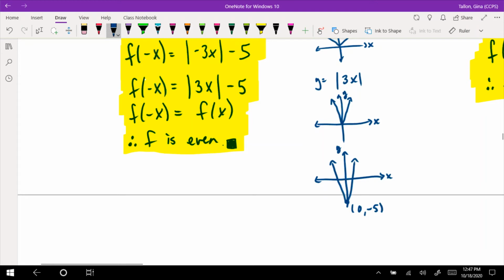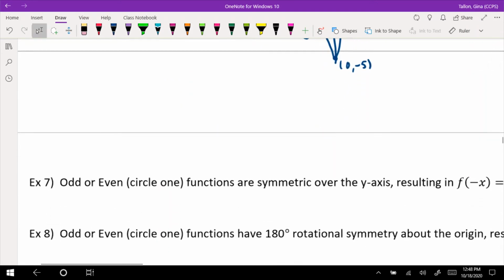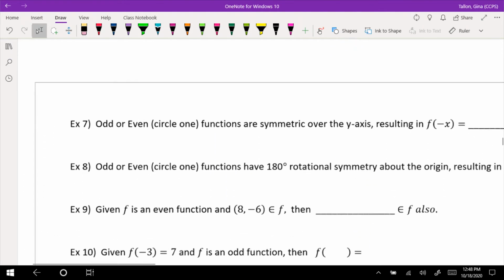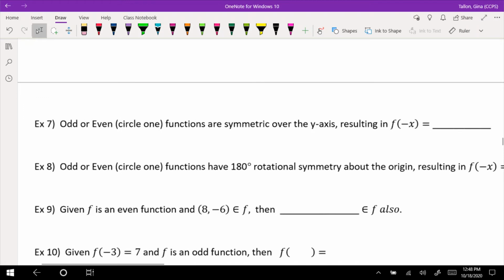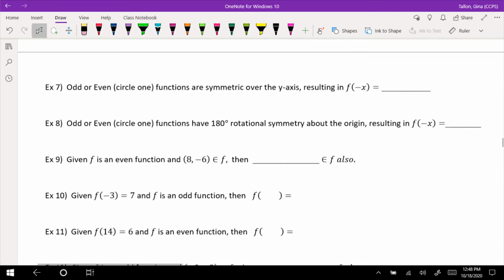All right, moving on. We have a bunch of cool questions coming up for you. Some of these you just circle something, some are fill in the blank, some are true and false, but we're going to paraphrase this concept over and over and hit it from different directions to make sure you're understanding everything that's going on. Okay. Starting off right now, I'm looking at example 7, odd or even, circle one of these things.